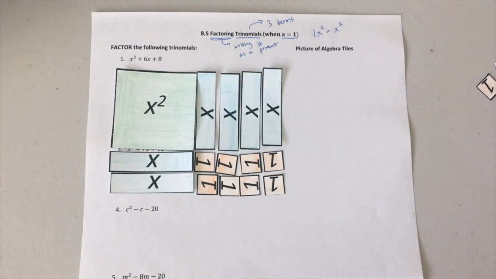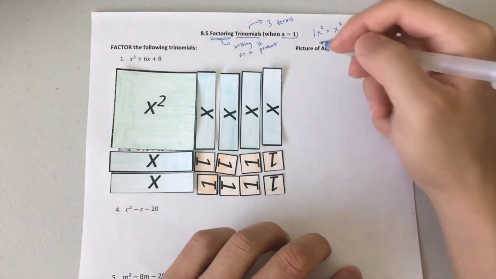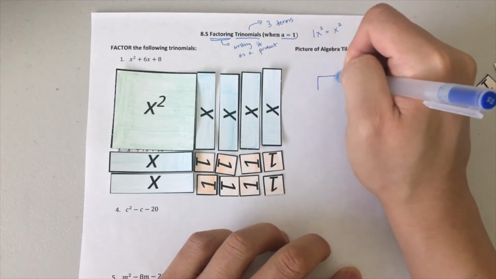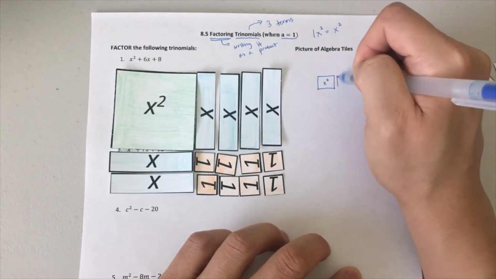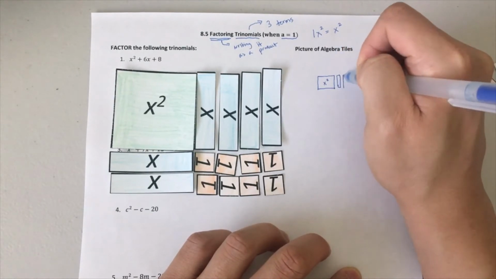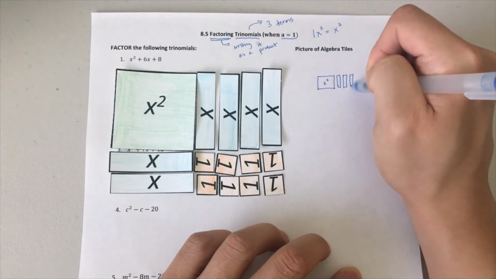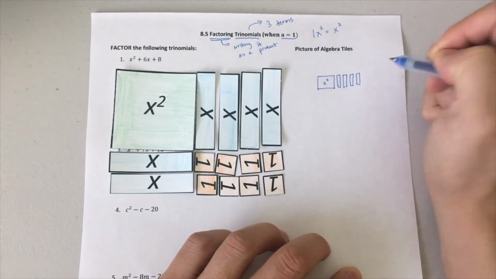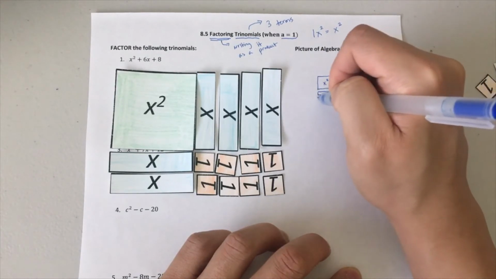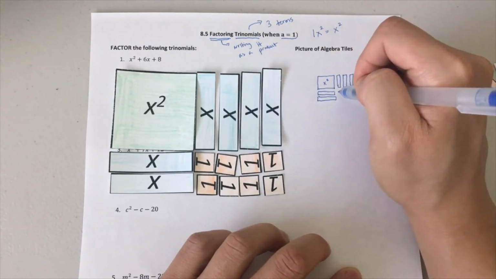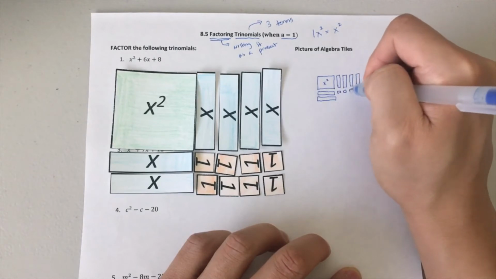At this point, what I'm going to do is draw this picture on the side. So I'm going to draw my x squared tile here. I'm going to draw 4 of my x's going this way. And then I'm going to draw 2 going horizontally. And then lastly, I'm going to draw my ones tiles.